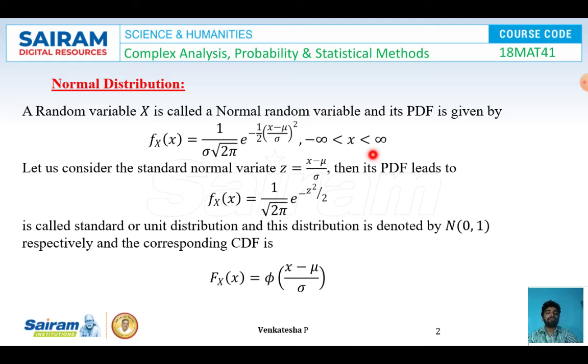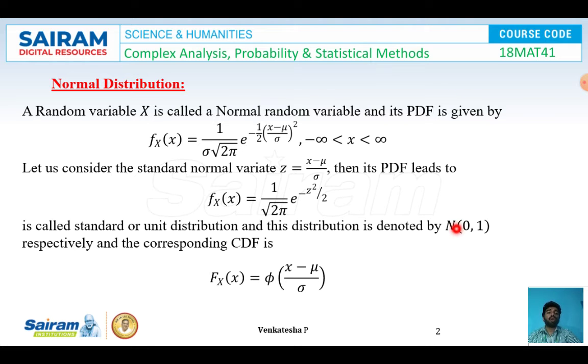Now let us consider the standard normal variate z = (x-μ)/σ, and its probability density function becomes f(z) = 1/√(2π) e^(-z²/2). This expression is called the standard or unit normal distribution, and it is denoted by N(0,1).